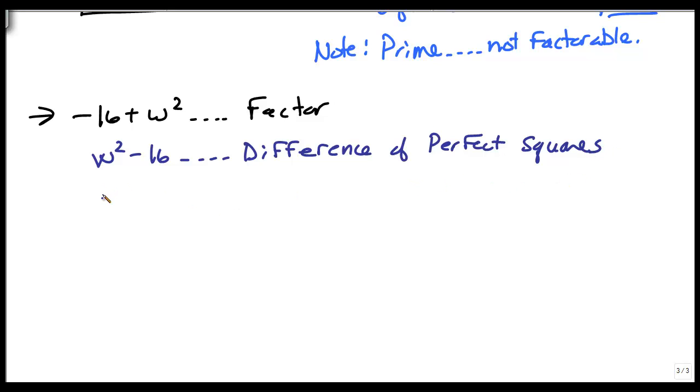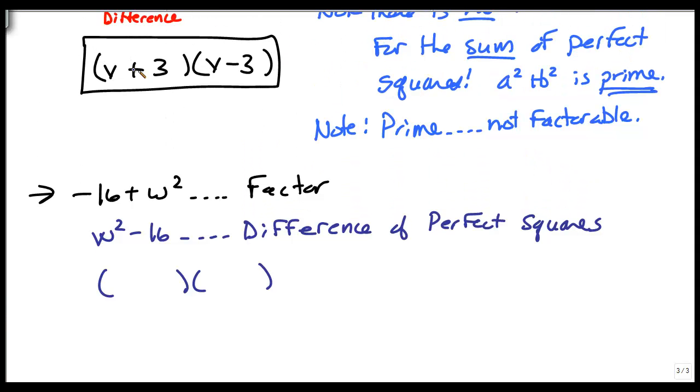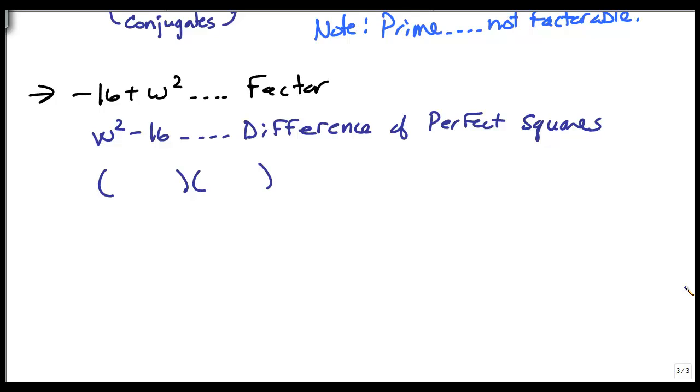And the difference of perfect squares always factors into a product of conjugates. Now in our last problem, I didn't mention the word conjugate, but I will now. A conjugate means they only differ by the sign. So the conjugate of v plus 3 is v minus 3. The conjugate of v minus 3 is v plus 3. So these are called conjugates. And the difference of perfect squares always factors into the product of conjugates.